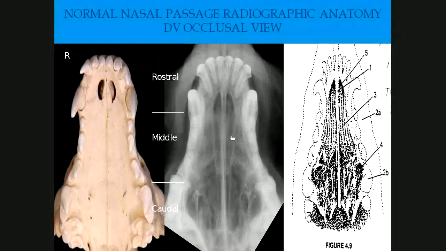The ethmoturbinates are located in the more caudal area of the nose. The nasopalatine fissures are these two radiolucent structures seen over here. The external nares are these radiolucent areas here in the soft tissue. And then all the teeth are on the maxillary bones seen in between the teeth.